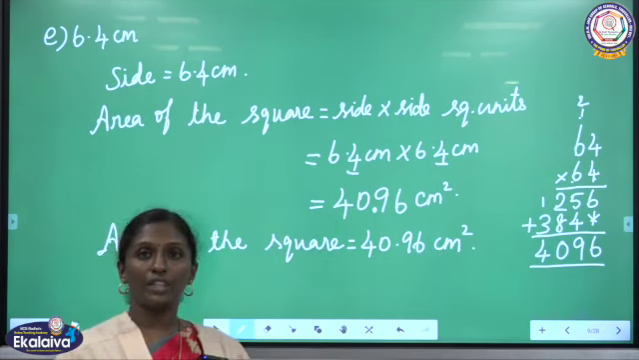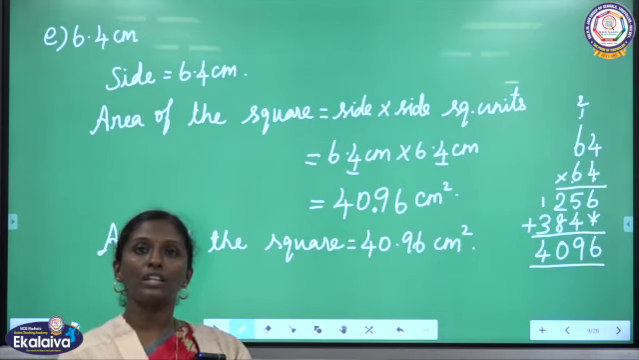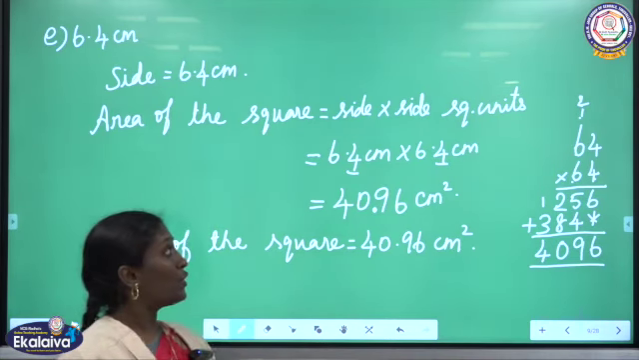To find the area of the rectangle, we are using the formula length into breadth square units. To find the area of the square, we are using the formula side into side square units. It's clear? Hope you all understood.